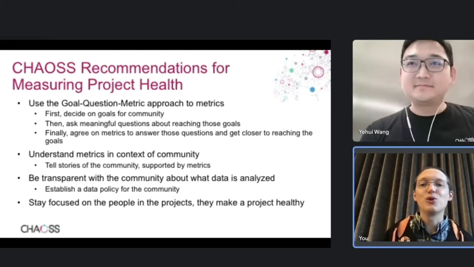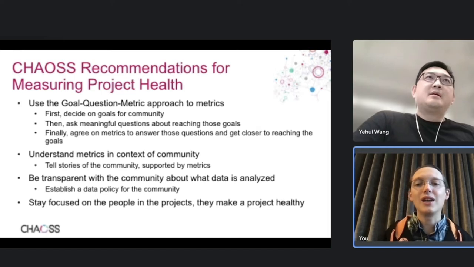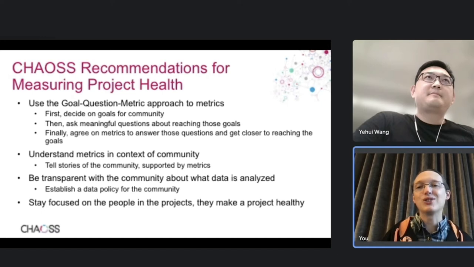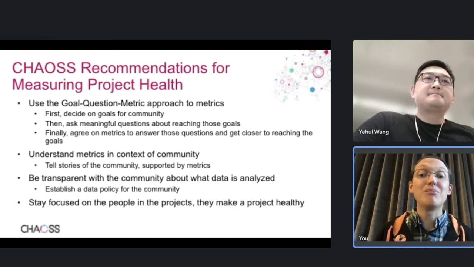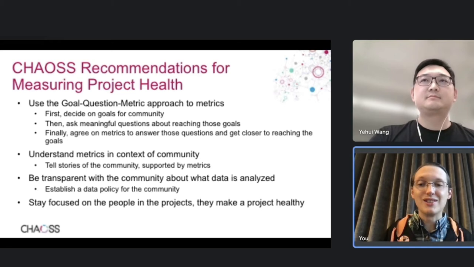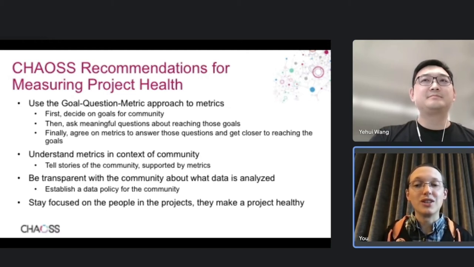One is, use the goal question metric approach. First, decide on the goals for the community, or why you're looking at an open source community, then ask meaningful questions for reaching those goals, and then, only then, look at the metrics that actually help you answer the questions you need to make meaningful decisions. Also, don't look at metrics for the sake of metrics. Tell a story. Metrics are living in the context of a community, and they can help us tell the story of the community. And they can support that story and make sure that we're telling the right story and not just making things up. So think of metrics as a tool for telling stories.